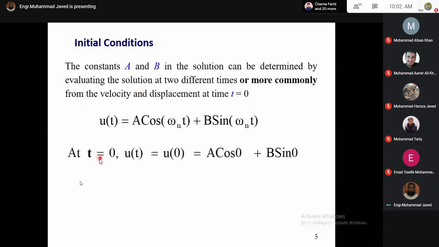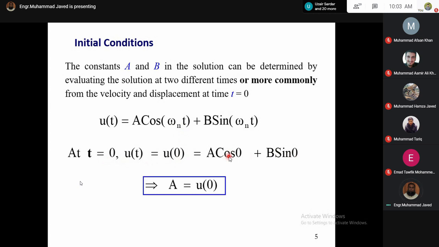Say at the start of free vibration, displacement is u of 0. फ्री वाइब्रेशन के स्टार्ट के मौके पर जो डिस्प्लेसमेंट है इसको अगर आप u of 0 ले लें, तो t की वैल्यू अगर आप 0 इसमें पुट कर दें, you will get a cos 0 plus b sin 0. Sin 0 is 0 and cos 0 is 1. So a is equal to u of 0. तो आपके पास a की वैल्यू आ गई. अब b की वैल्यू आपने मालूम करनी है.